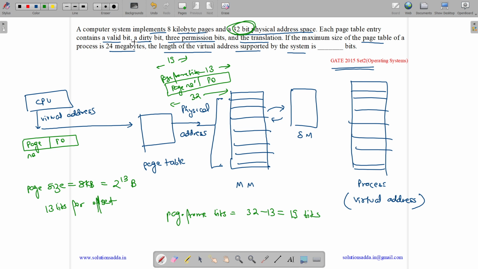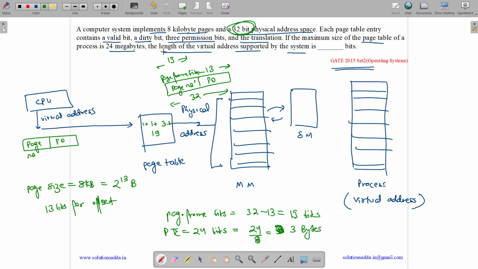Now what does each page table entry have? Each entry has one dirty bit, one valid bit, 3 permission bits, and the translation. The translation is based on the page frame bits, so it's 19. So 19 plus 3 plus 2 is 24 bits. So each page table entry is equal to 24 bits, which is 24 by 8, equal to 3 bytes. So 3 bytes is the size of each page table entry.